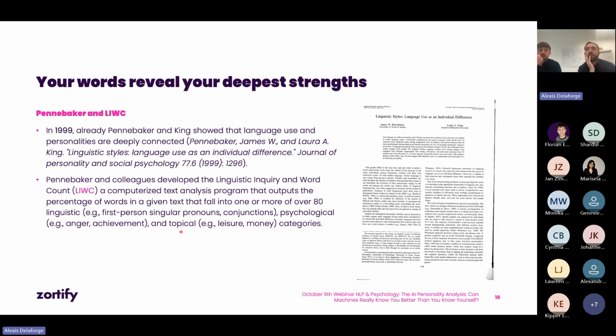And this feature would be a linguistic feature, like using the first person singular pronoun, or a psychological concept like anger or achievement, etc. There are also lexical fields, etc. So they developed the solution so they could extract numbers from text, exactly as we described before, turning text into numbers. They extracted numbers from text, over 80 linguistic features.